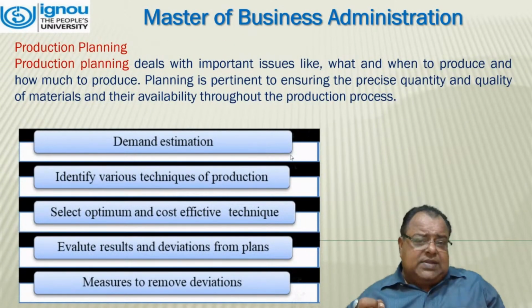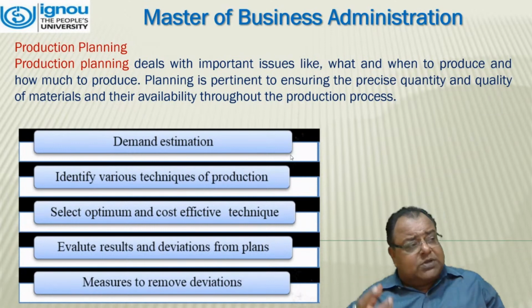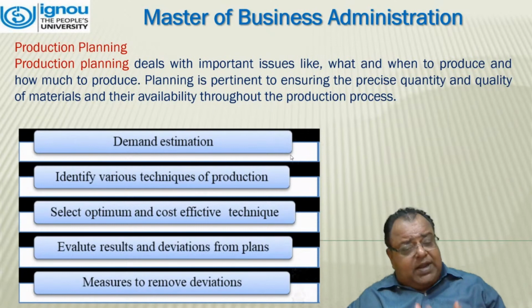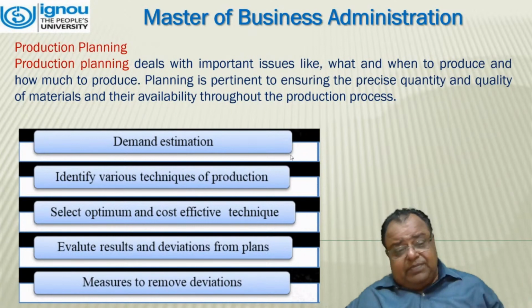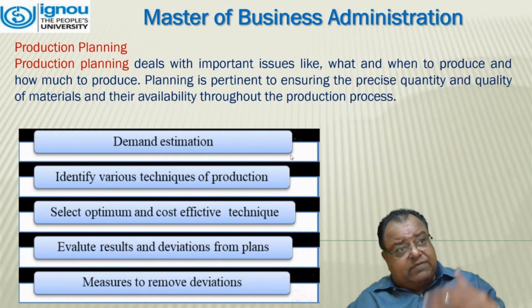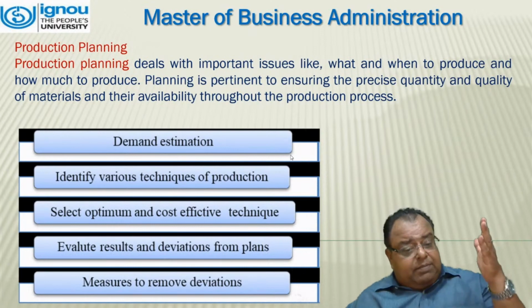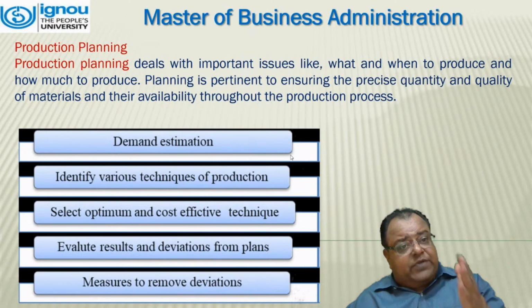Production planning deals with different issues like what and when to produce and how much to produce. Planning is pertinent to ensuring the precise quantity and quality of the material and availability through the production process, which includes demand estimation, identifying various techniques of production, selecting optimum and cost-effective techniques, evaluating results and deviation from the plans, and measures to remove deviations if any.